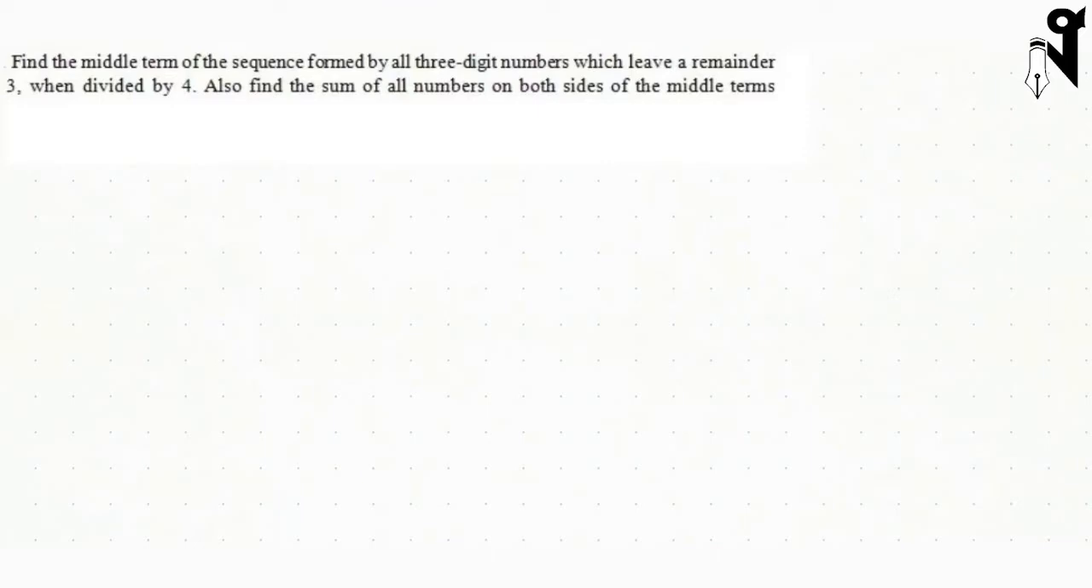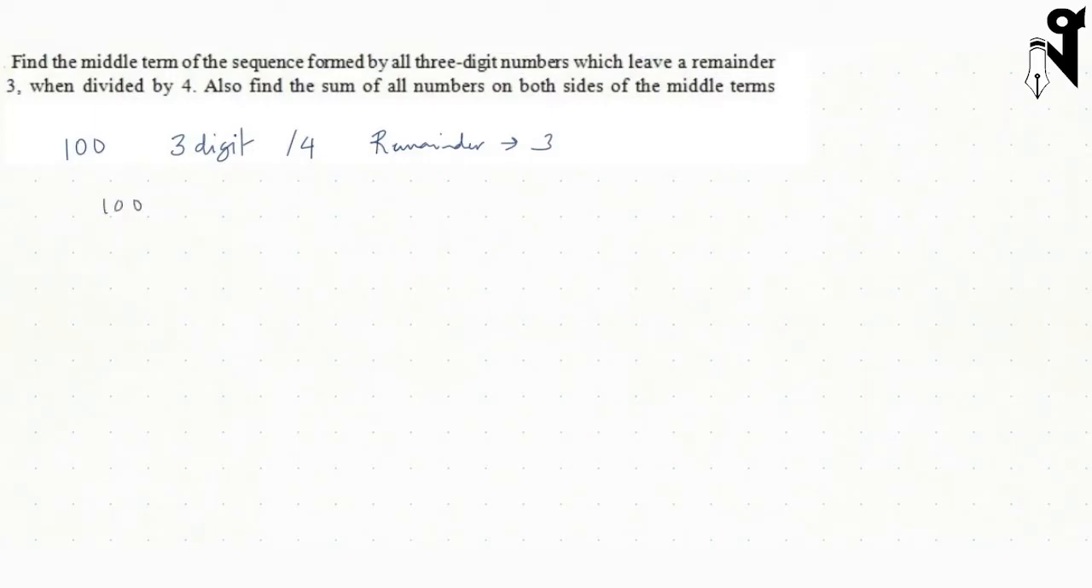So the question says: find the middle term of the sequence formed by all three-digit numbers which leave a remainder 3 when divided by 4. So I have to start off with all three-digit numbers. The first three-digit number I know is 100. Just in the first sentence, I know that I have to figure out the first three-digit number that when divided by 4 gives remainder 3. Okay, so 100 is an even number and it clearly is not that number.